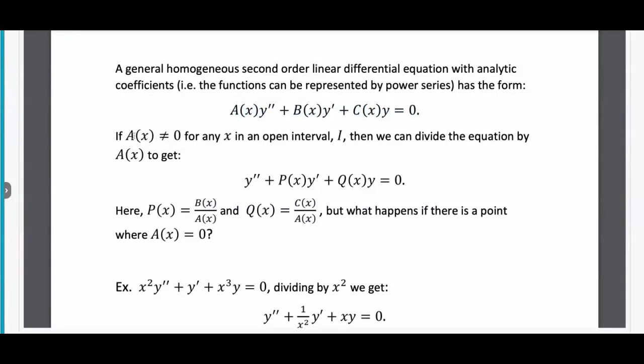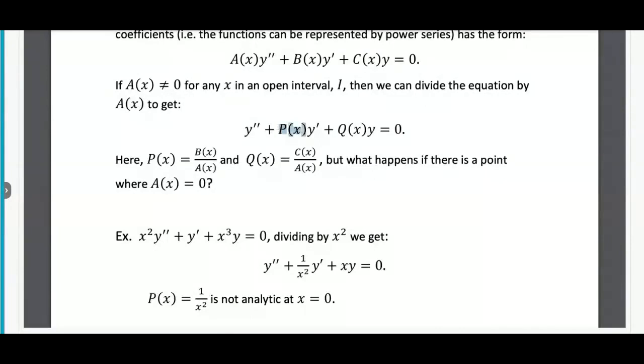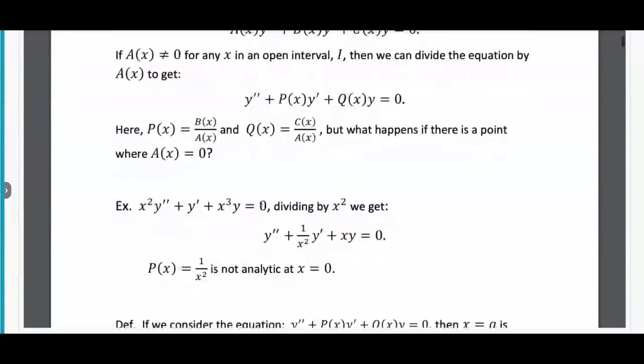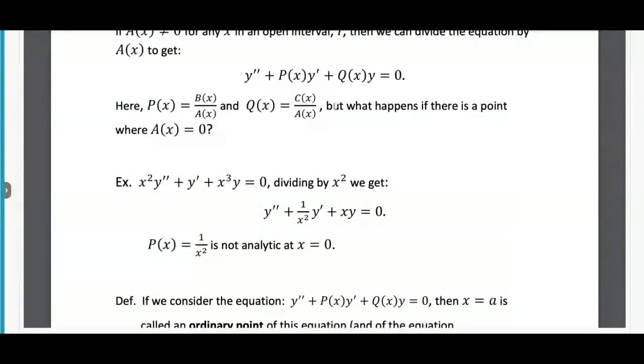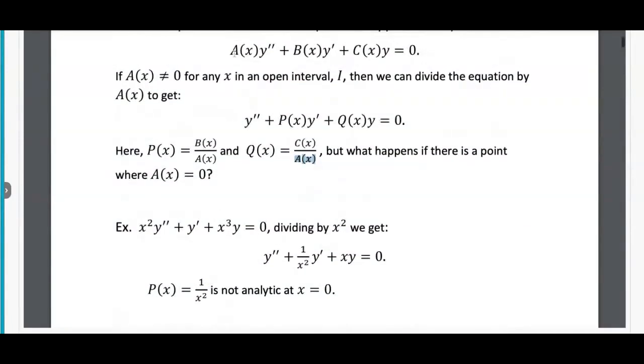If this is not equal to 0, we can divide all three terms by it, and we can rewrite it like this. We use P representing B divided by A, Q representing C divided by A, so we have this kind of form. So we're interested in finding out what happens if there's a point such that the denominator, A of x, is 0. Because if A of x is 0, we won't be able to go from this step to this step.